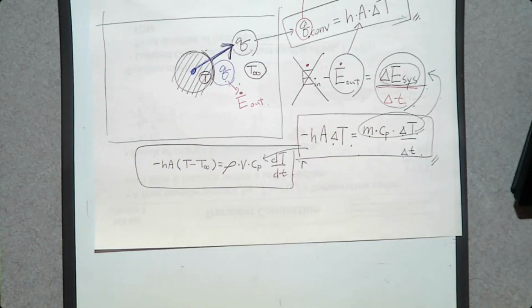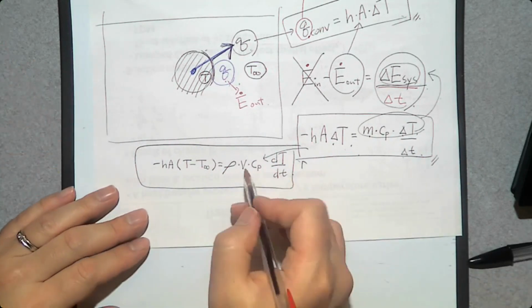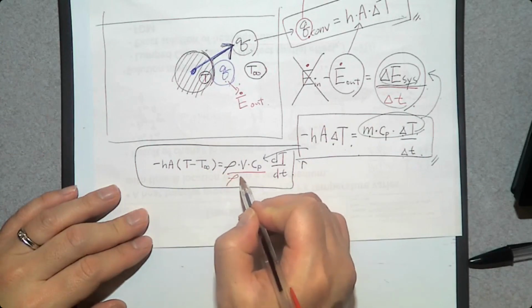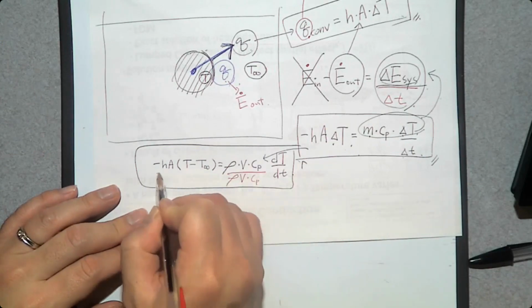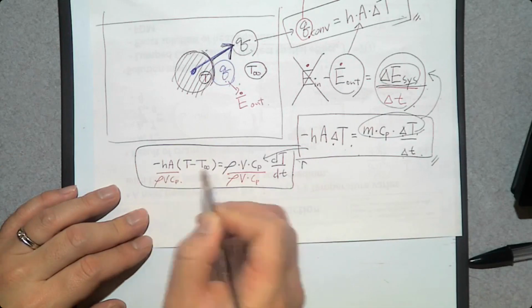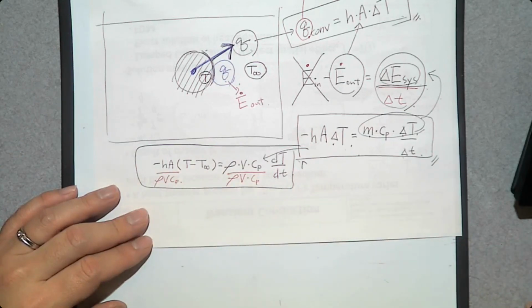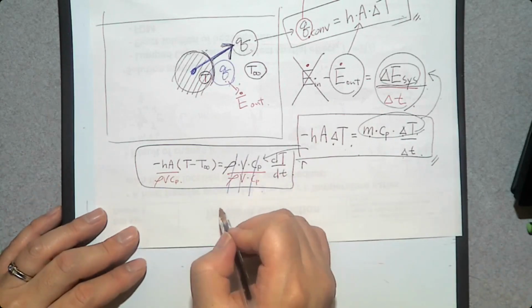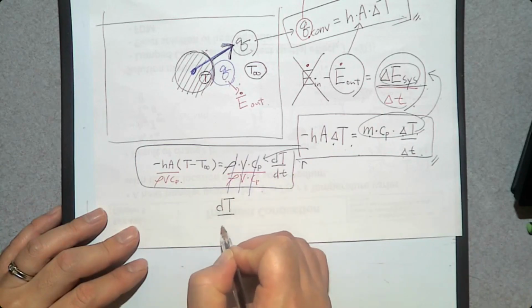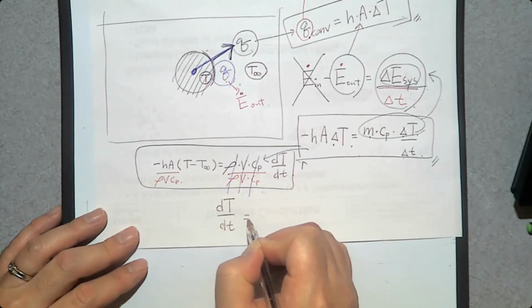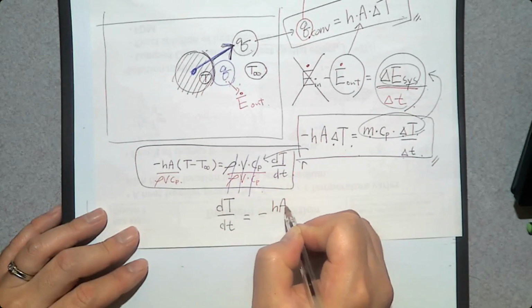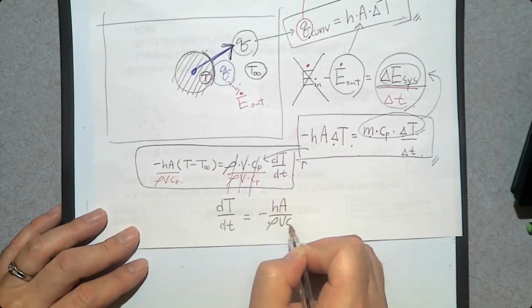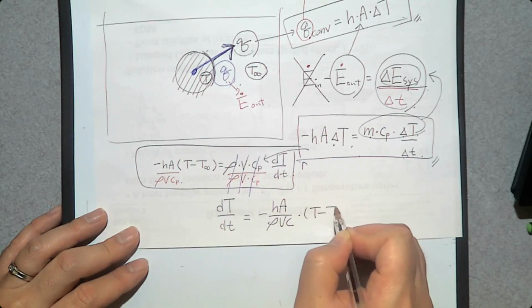Then can you integrate this one? Maybe. Let's do that. Let's divide each side by rho V c_p. Rho V c_p. Then what do you get? We have dT over dt, the derivative of temperature with respect to time, is going to be minus hA over rho V c_p times T minus T infinity.